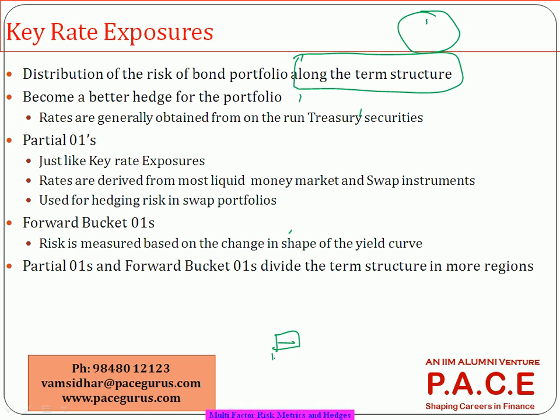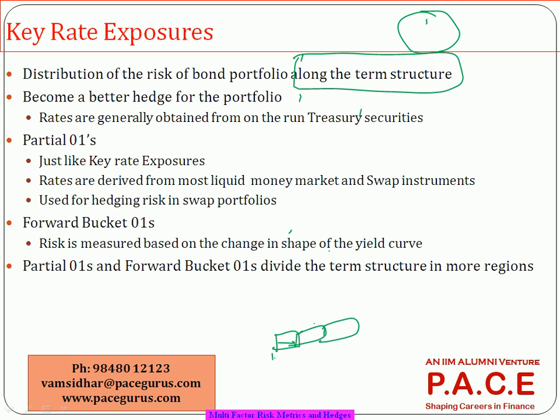Okay, for a 2-year maturity, what is the risk? What is the duration? For a 5-year maturity, what is the duration? For a 10-year maturity, what is the duration? And after that, we'll combine all of them to find out the overall duration or overall convexity of the portfolio.